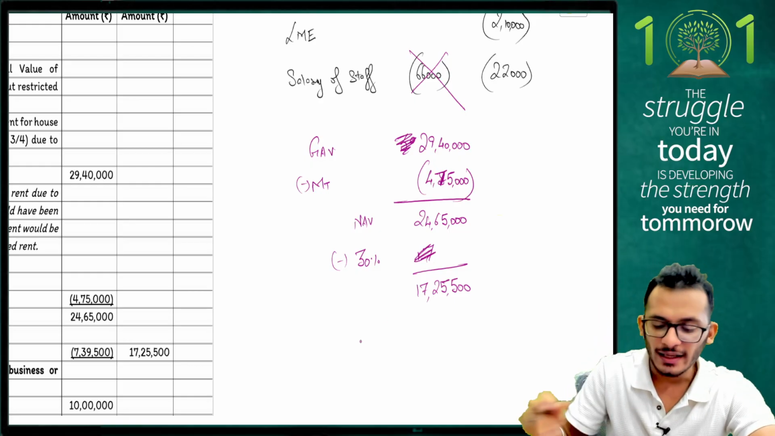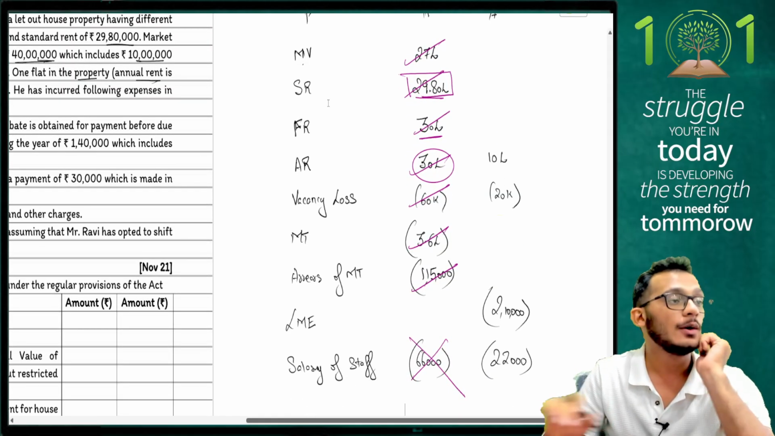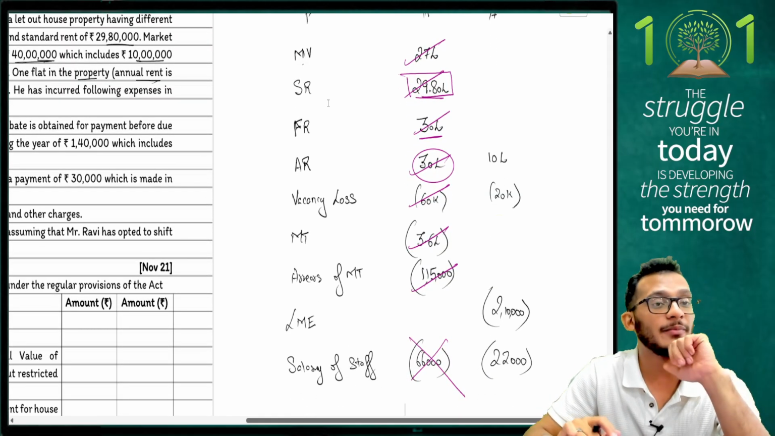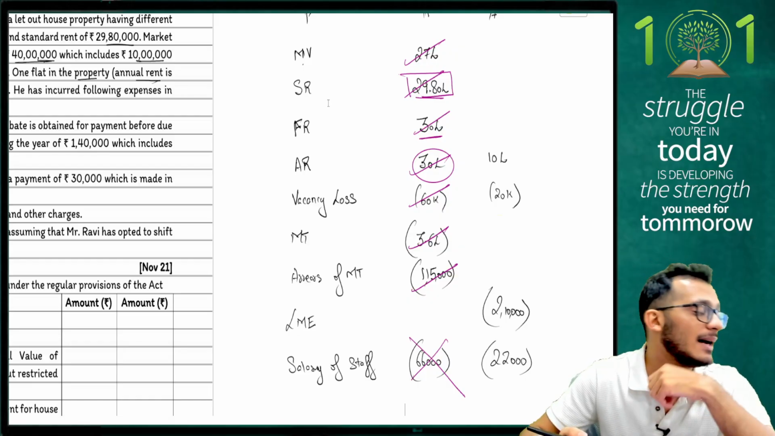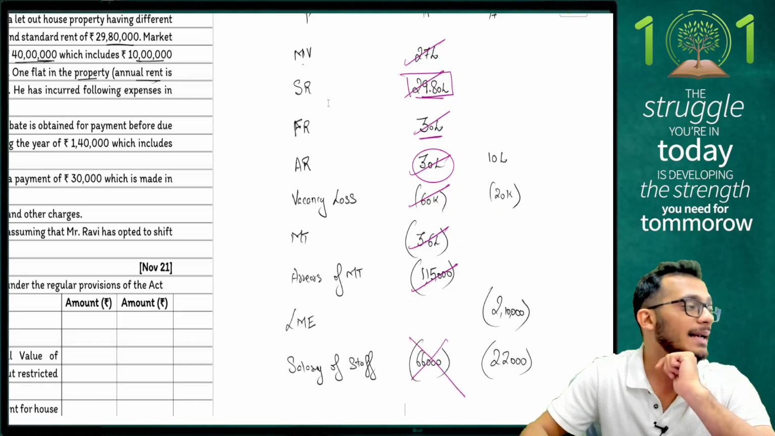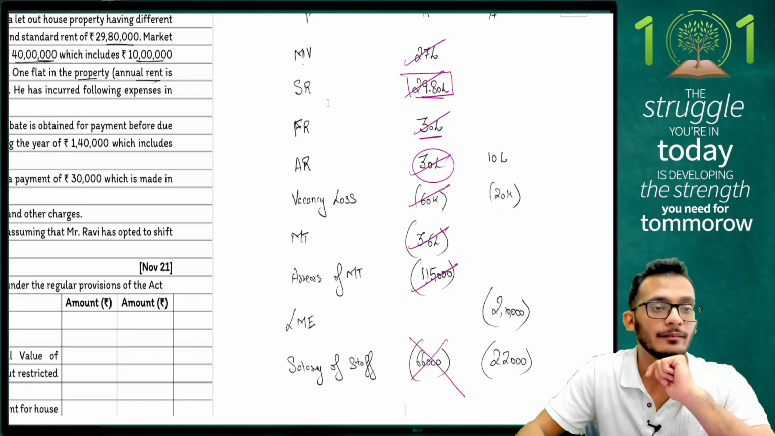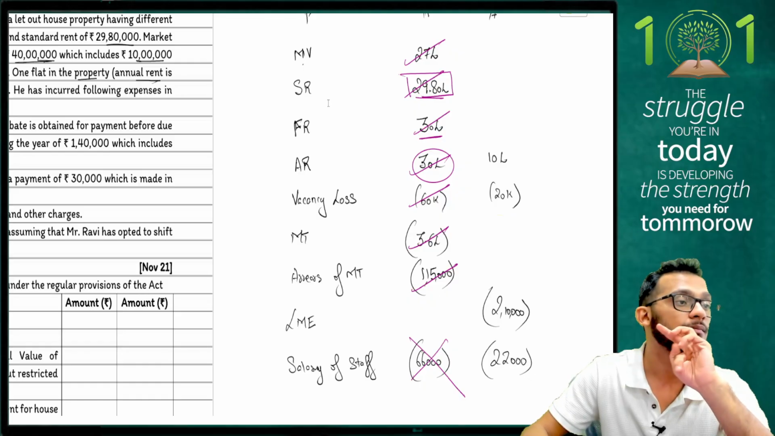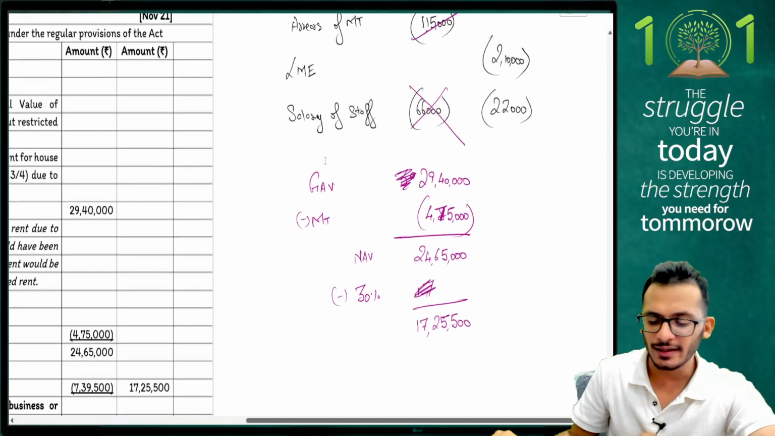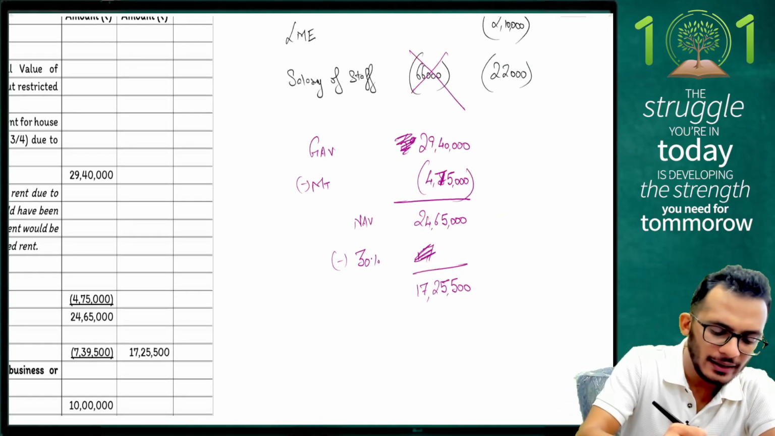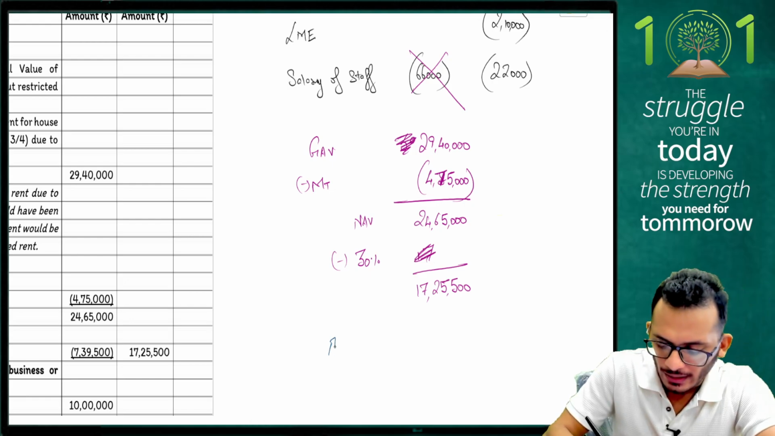Come to my IFOS. In my IFOS, what is going to happen? Do I have any MV, FR, SR? I directly have my actual rent. How much is my actual rent? My actual rent is 9,80,000, because I didn't get my money. So I will report my actual rent as 9,80,000.